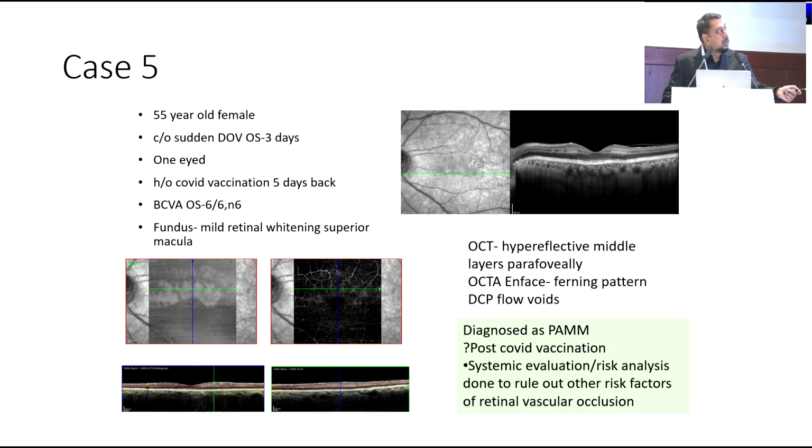The next, we'll go to some vascular disturbances. We had a lady, post-vaccination, and we saw this particular pattern. Here you see the OCT is diagnostic. You see middle layer hyperreflectivity over here called PAMM. Misnomer nowadays, but this is the pattern. You're using two of these imagings. You're using the en face imaging of the OCTA, which shows a ferning pattern, which is very typical of PAMM. And also you see corresponding flow void areas, or the decrease in the deep capillary plexus layer between the superficial and the deep. So this diagnosis is the ferning pattern, and it is a feature of PAMM.